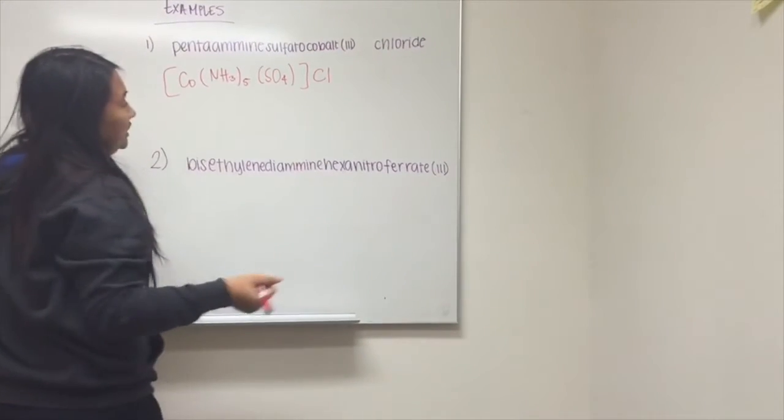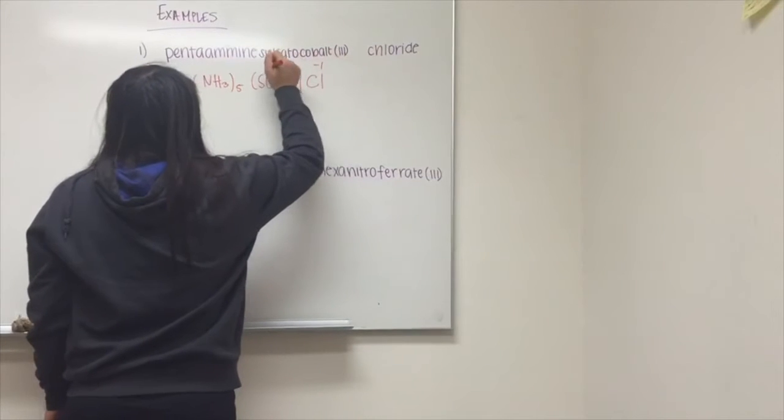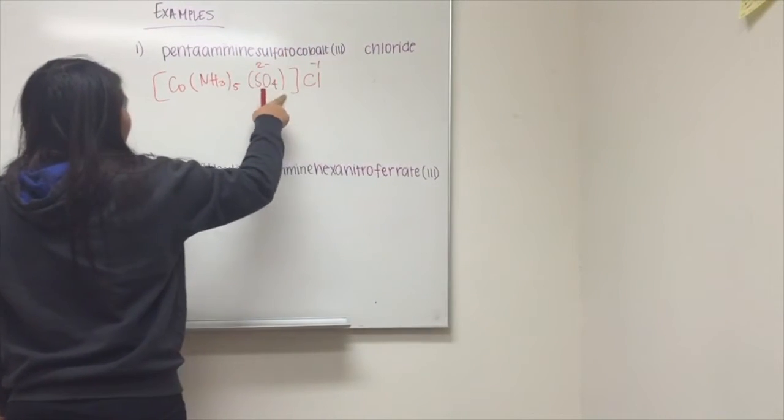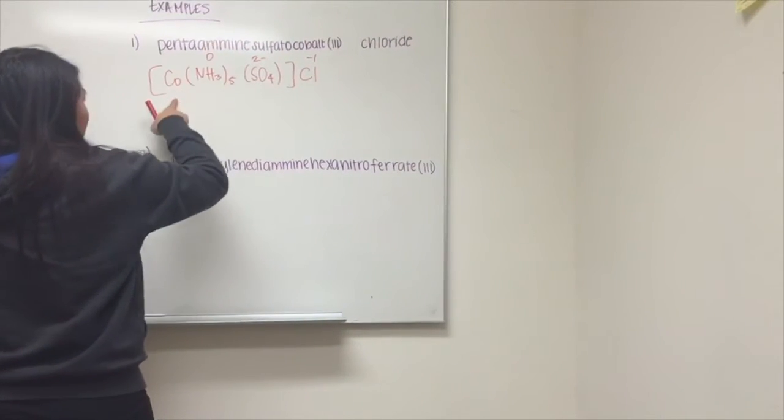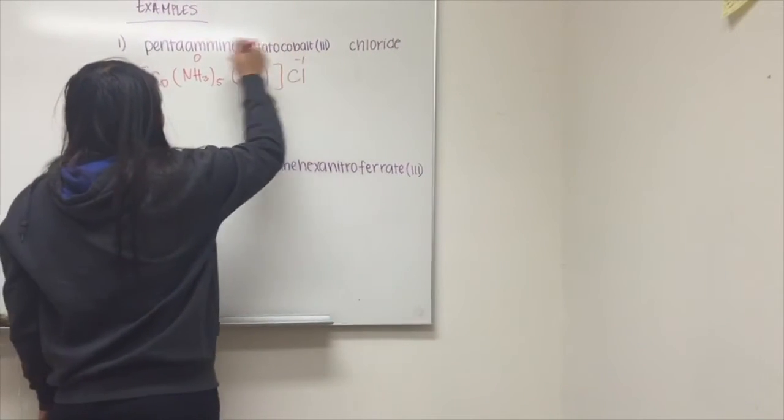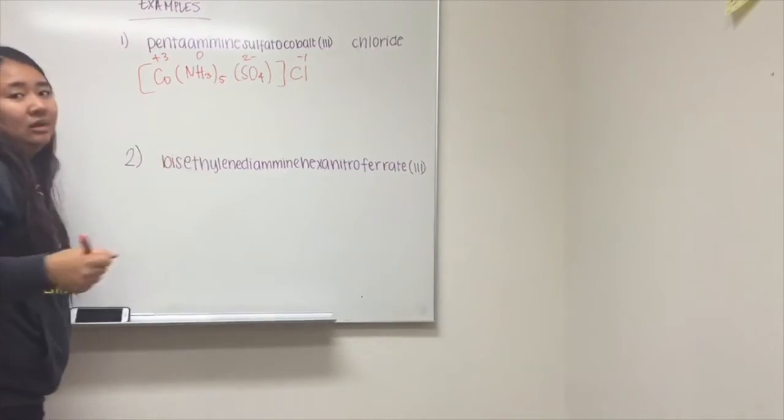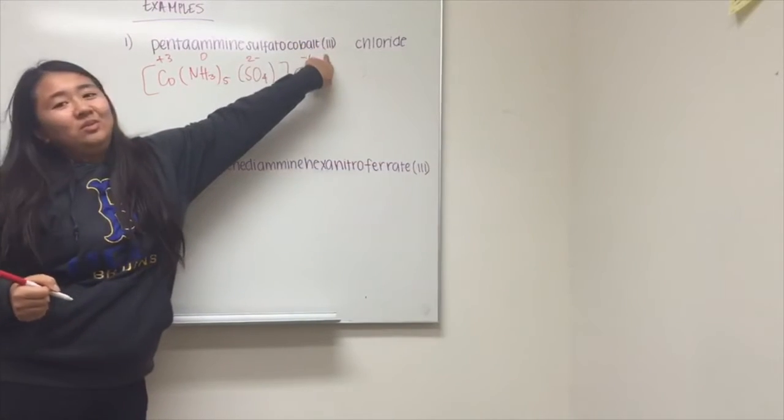And then now I'm going to do the charges. Chloride has a -1 charge. SO4 has a 2- charge, and there's only 1 of them. This is a 0 charge, and then the cobalt is going to have 2 minus 1, so that's going to be a +3 charge, and that's fine. And that's supposed to be right because the cobalt has a Roman numeral 3.